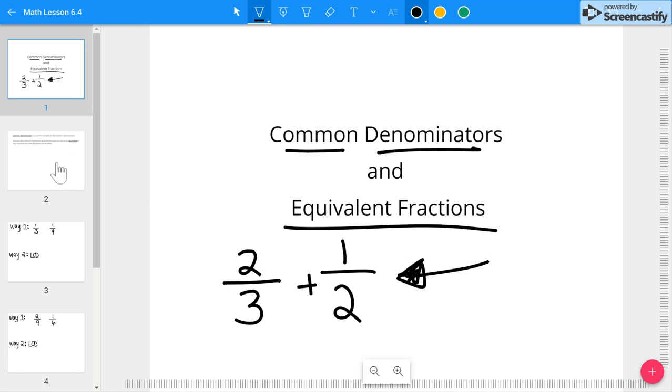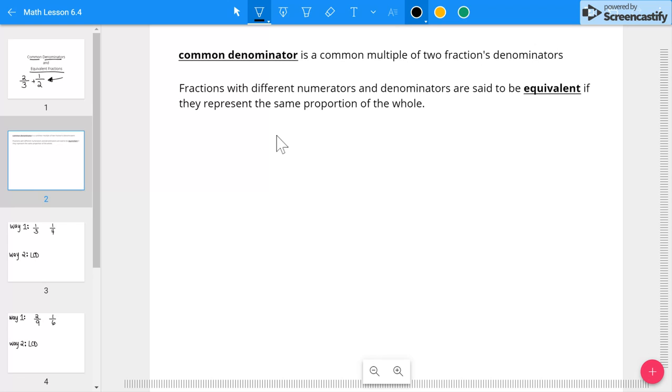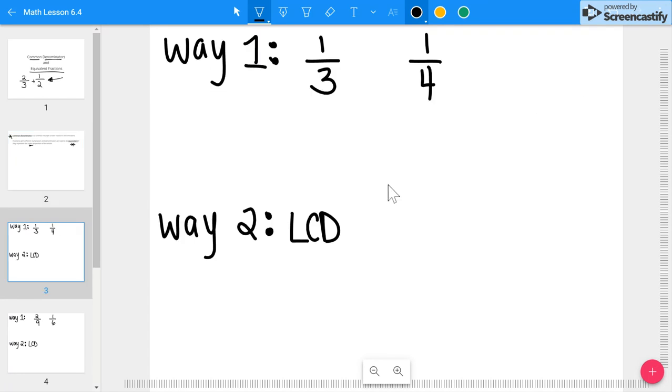So let's get started. First off, let's talk about the definitions of what a common denominator is and what an equivalent fraction is. A common denominator is a common multiple of two fractions' denominators. And an equivalent fraction is this: fractions with different numerators and denominators are said to be equivalent if they represent the same proportion of the whole. There are two ways to find a common denominator. So let's take a look.